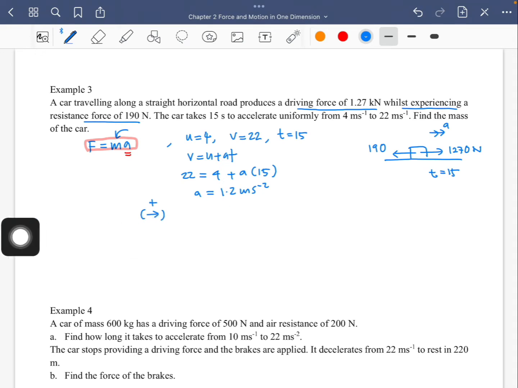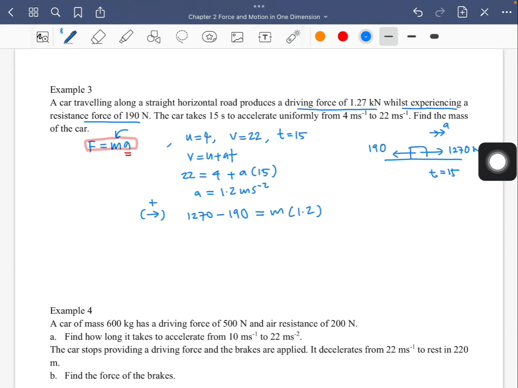So we're going to write like this: 1270 minus 190 from the resistance is equal to mass multiplied by 1.2, which is the value of acceleration that we calculated just now. Right, so this is basically the sum of force on an object.